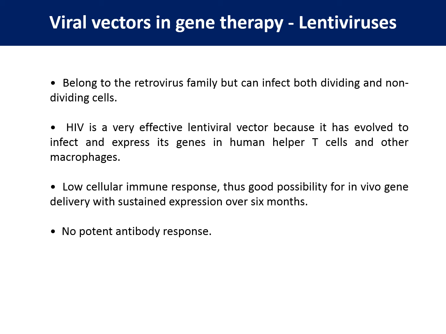And HIV is a very effective viral vector because it has evolved to infect and express its genes in the human T cell, with low immune response, which means that it will not be recognized by the immune response. So it has the ability to avoid the immune response, which means that the body will not produce any potent antibody response against the virus.